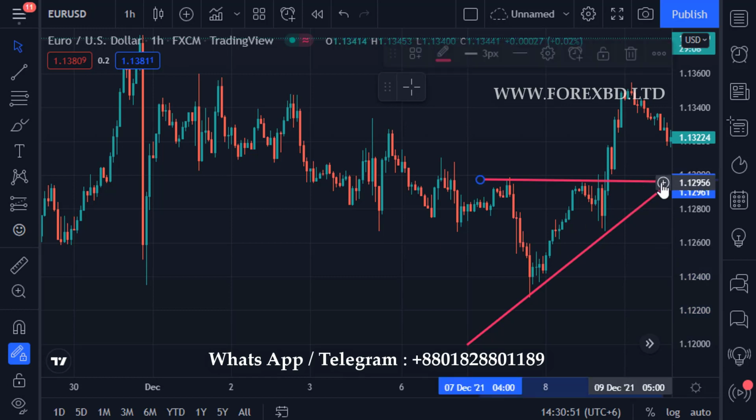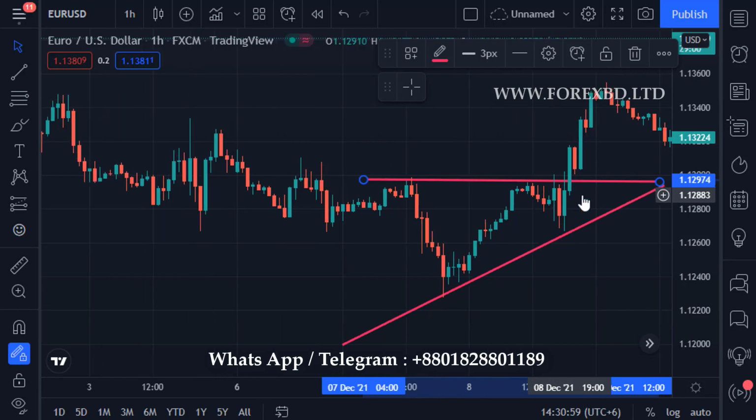So we will now wait for the market to break the upper resistance and rise to the top. Whenever the market breaks the resistance, then we can take a buy entry. In other words, the market will create a bullish structure by breaking out of this resistance line. So we understand the buy entry system from this ascending triangle pattern.